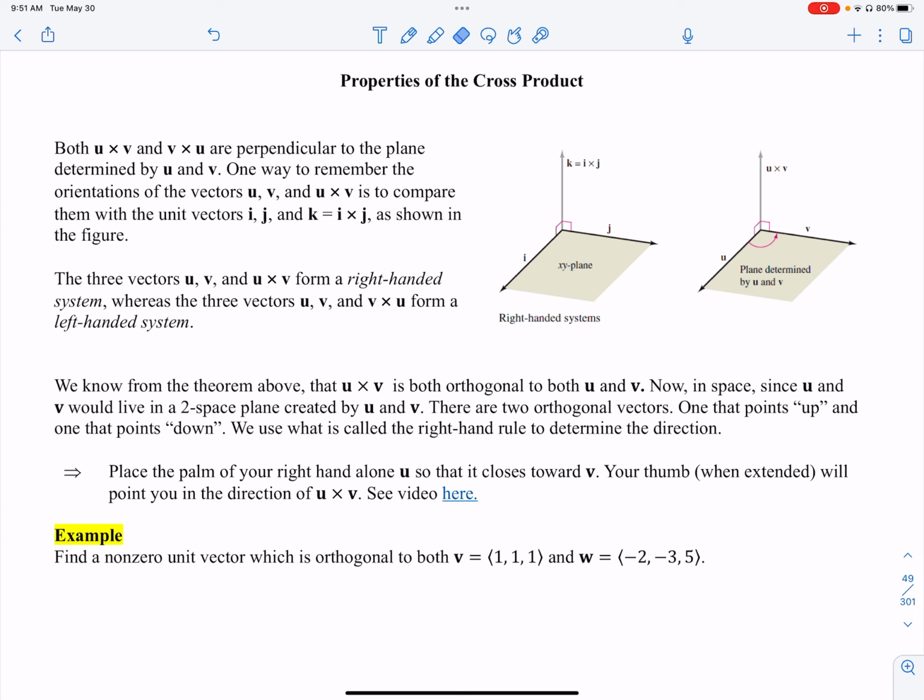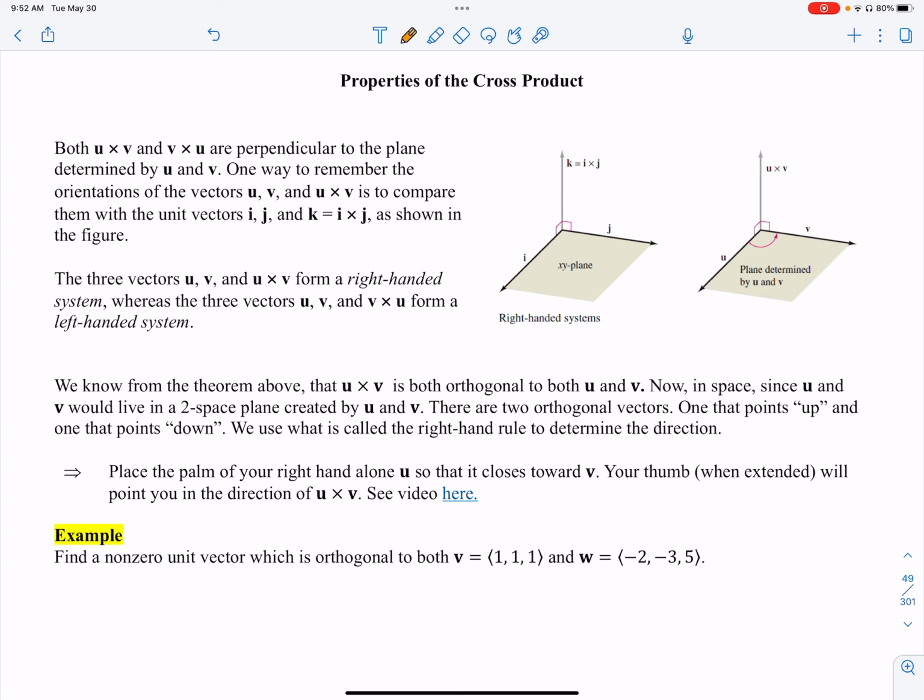Here's the deal: if I think about 3-space, think about this picture here. U cross V either goes up or it goes down, right? It's kind of hard to picture the 3 dimensions, but it would be going straight down there. There is a way to determine if the U cross V is above or below. Place your palm on the right hand of U so that it closes towards V. Your thumb, when extended, will point you in the direction of U cross V.